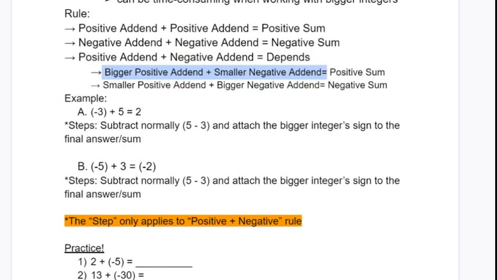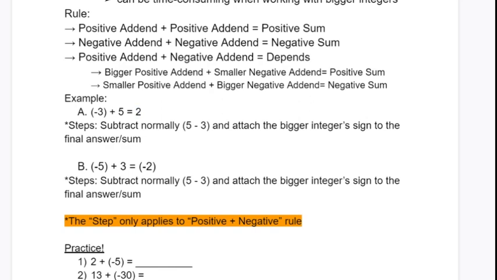So in order to do that, here's the step. It's to subtract normally. So you're going to take 5 and subtract 3, which is 2. And you're going to attach the bigger integer's sign to the final answer, the sum. So the bigger integer in this case was 5, positive 5. We don't really put the positive sign, but you could always attach the addition sign to it. But it's positive 5, so it's a positive number. We're going to put the positive sign on the 2. And like I said, you don't need to put the positive sign on the 2. It still indicates that it's a positive number. So the final answer is 2.